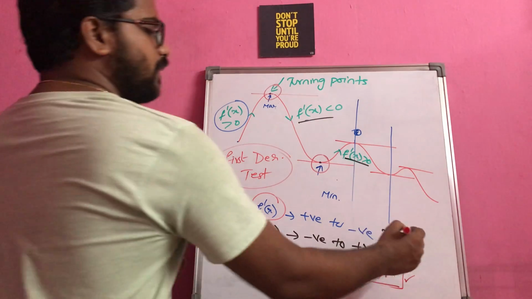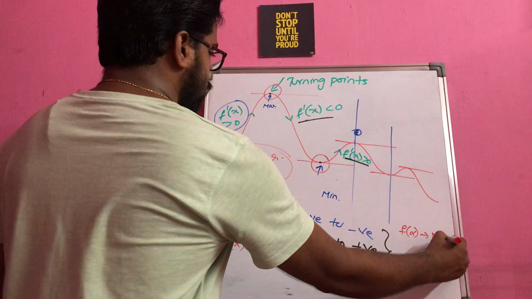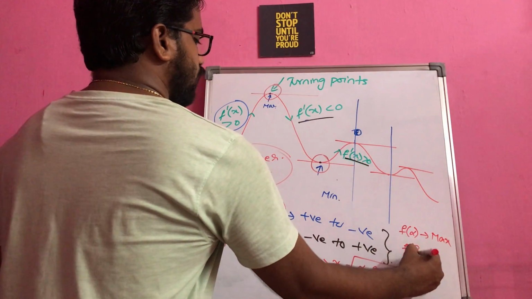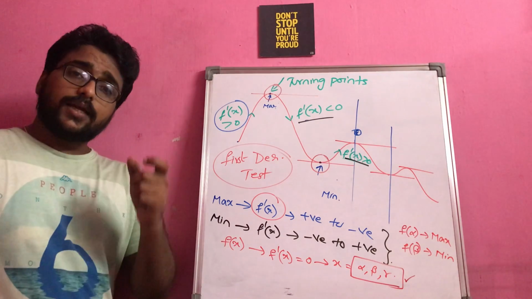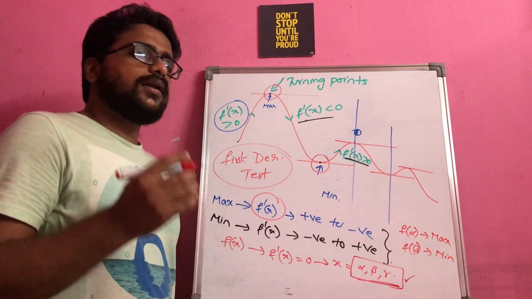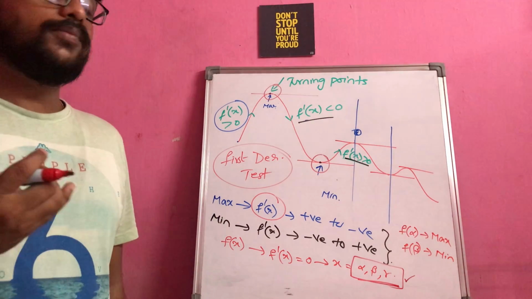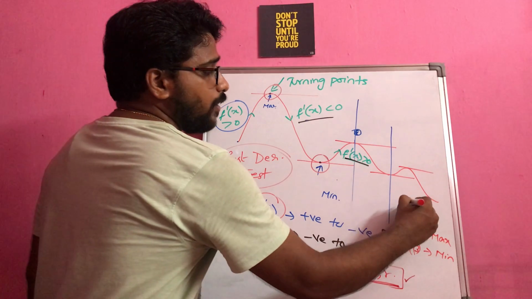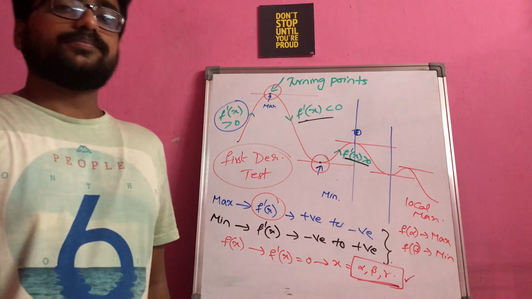Maybe, for example, if I take alpha, let us say this is the maximum value. At f of beta, let us say I am getting the minimum value. So you are finding alpha, beta, gamma, taking these values and finding the function value. These maxima and minima are called local maxima and local minima.